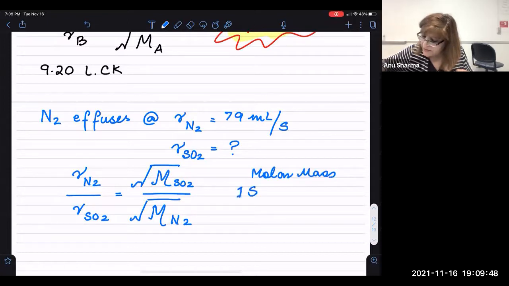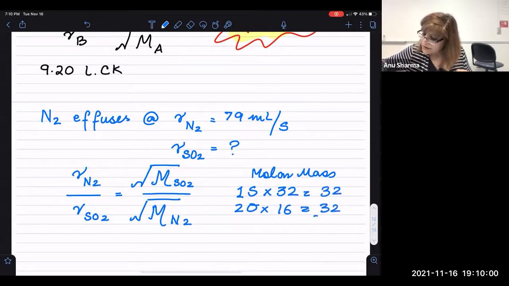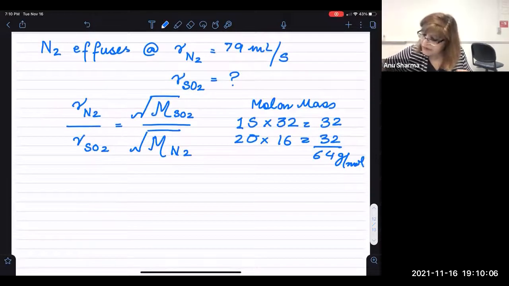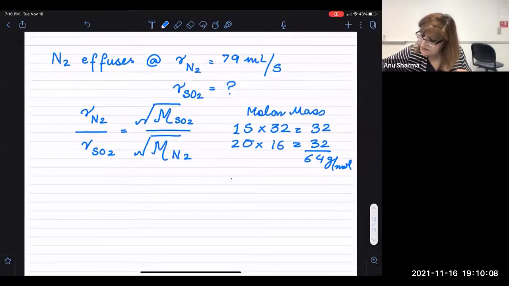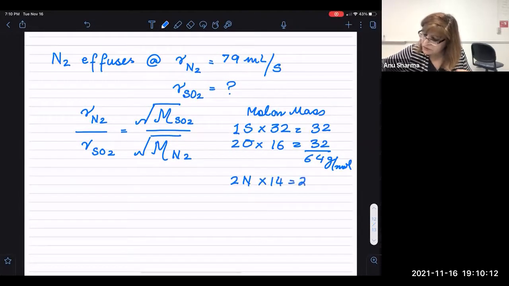Sulfur dioxide: one sulfur and two oxygens. Sulfur is 32, oxygen is 16, so this becomes 32 plus 32 is equal to 64 grams per mole. Okay, that's one thing for the sulfur dioxide. And then nitrogen is N2, each nitrogen is 14, so this is 28 grams per mole.